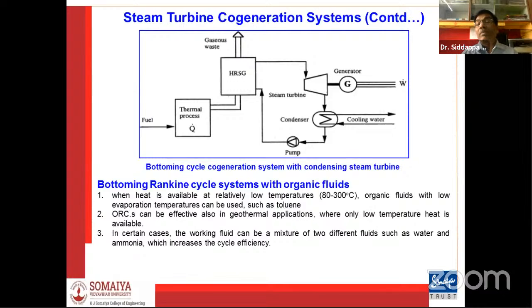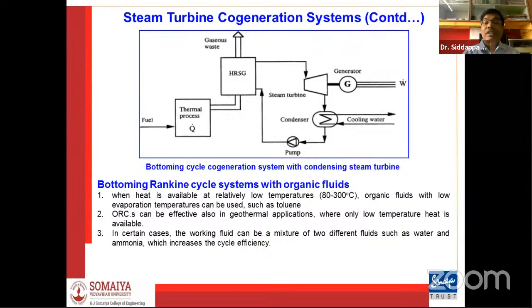The best example is geothermal power systems, where we have a very small temperature difference, but the flow quantity of the fluid is very high. In that case, we can use organic fluids for generating power. When heat is available at a relatively low temperature, almost 80 to 300 degrees centigrade, organic fluids with a low evaporation temperature can be utilized, such as toluene. Organic cycles are effective in geothermal applications where only low temperature heat is available.